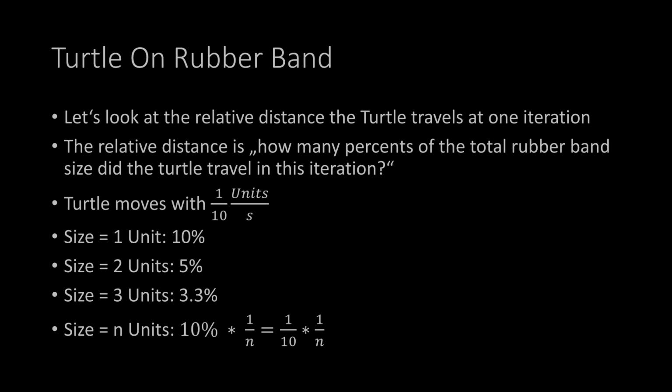That's just another way to express relative, and it's very important. No matter how long the rubber band actually is in units, 1 is always the end, and 1/10 or 1/20, or 1 divided by 10 times n, is always the relative progress the turtle makes in this iteration. So we normalized it so that the length is always 1, and the progress is relative to this.